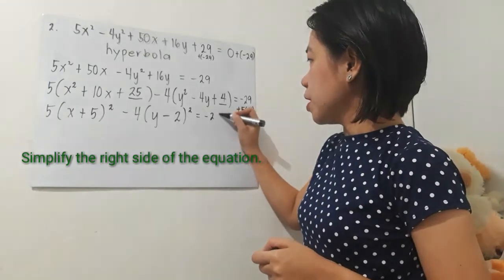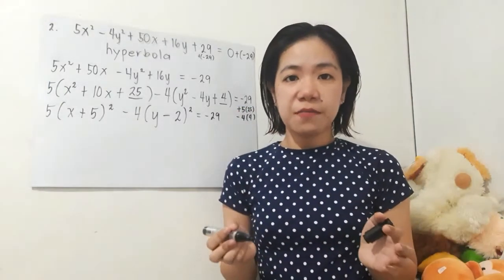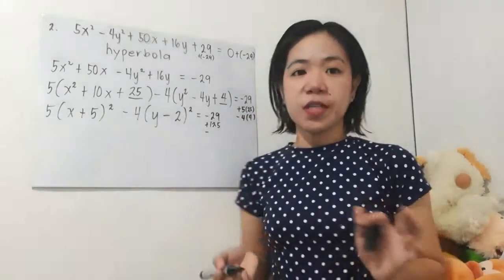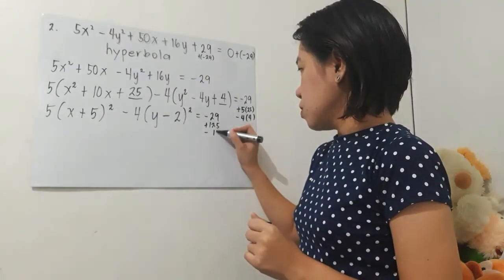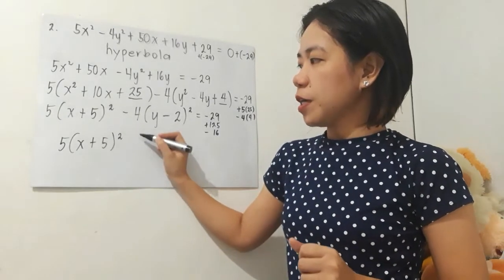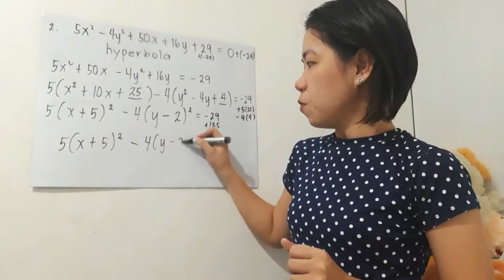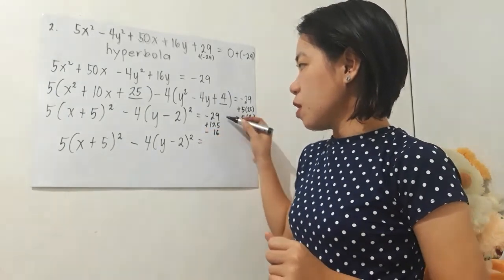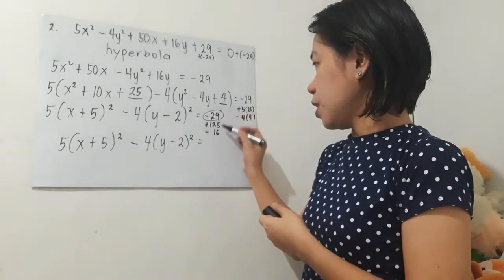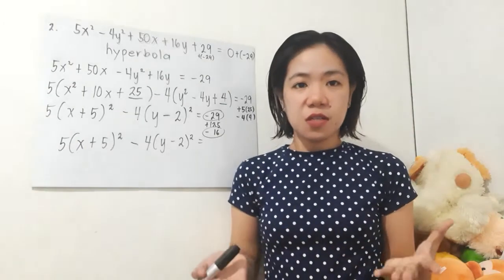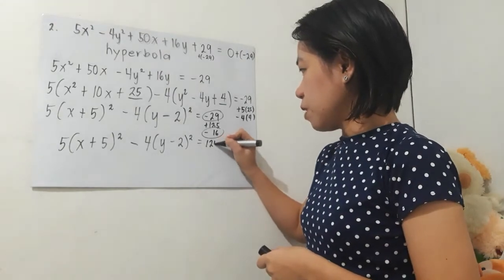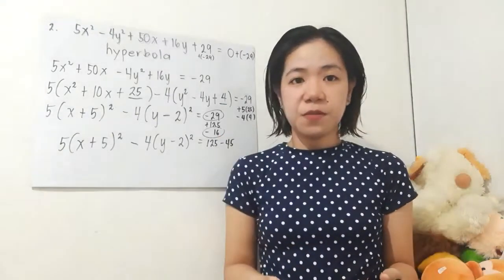We have negative 29 plus 5 times 25 is 125. So next is minus 4 times 4, that is 16. So minus 16. So we'll have 5 times the quantity of x plus 5 squared minus 4 times the quantity of y minus 2 squared equals the sum of this. We may combine first the negative numbers, so that is 29 and 16, which gives us 45. So that is 125 minus 45. Okay, and then we'll continue.